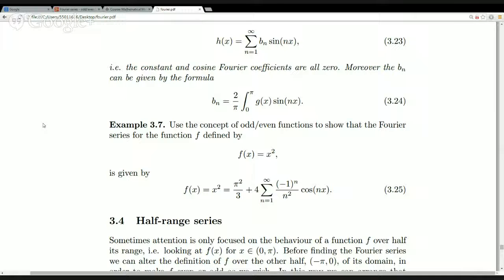Very often a naught is treated separately, so this will be 2 over pi times the integral from 0 to pi of the function f of x dx. This is 2 over pi times the integral from 0 to pi of x squared dx. Easy. X cubed over 3 evaluated from 0 to pi. So what is that? 2/3 pi squared for a naught.